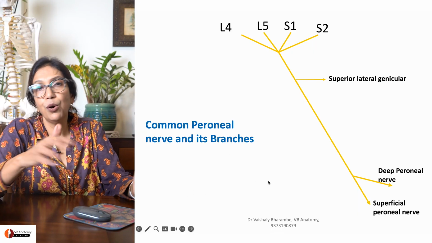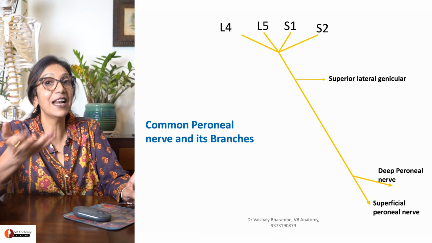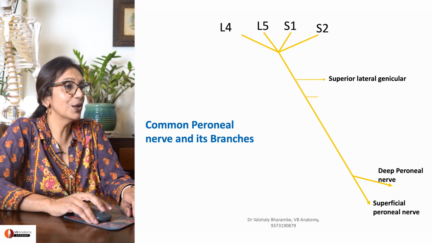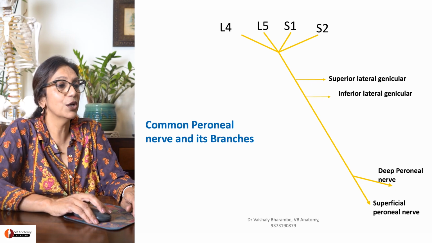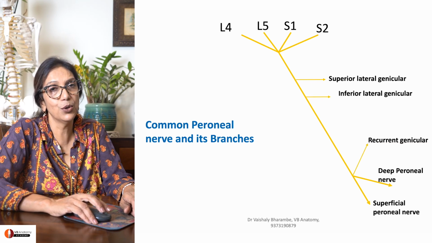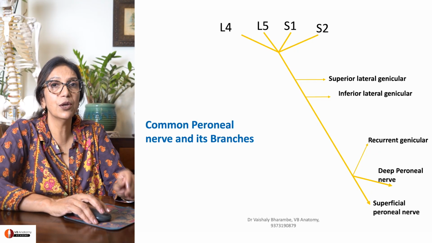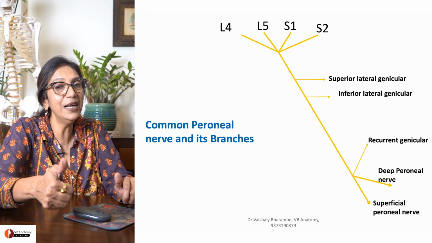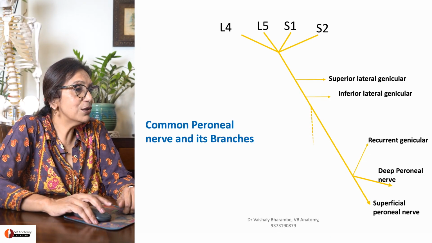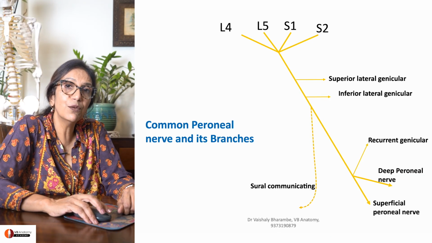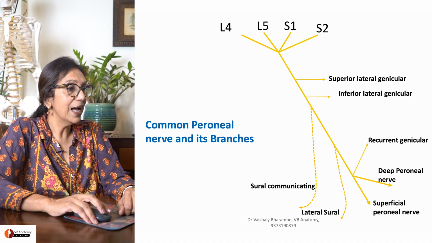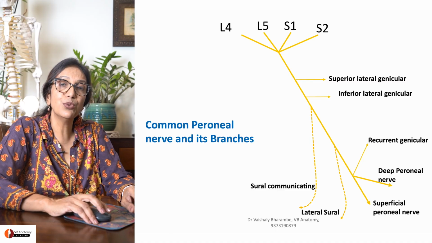It gives rise to a lot of branches. This time they are lateral. Superolateral genicular, inferolateral genicular, recurrent genicular, all branches to the knee joint. It also gives rise to cutaneous nerves called the sural communicating and lateral sural nerve.